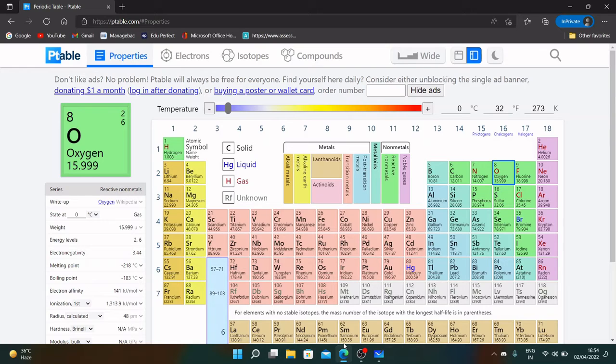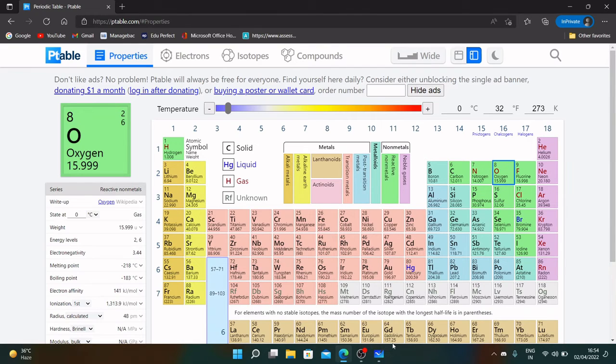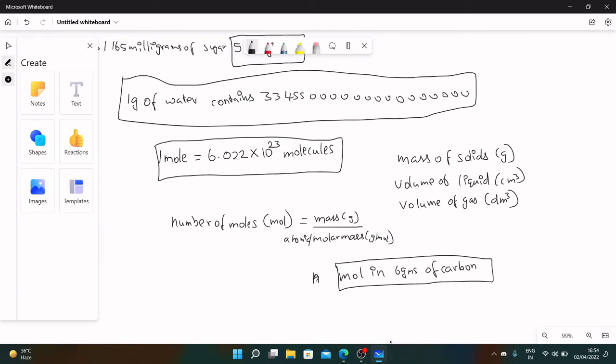When it says molar mass, you can consider molar mass or atomic mass based on whether you have a molecule or just an atom. So over here they're asking for carbon. So we need to check what's the atomic mass of carbon. That's 12. We can round it off to the nearest integer. So we'll say mol equals 6 divided by 12. That's 0.5 mole. That would be our answer.